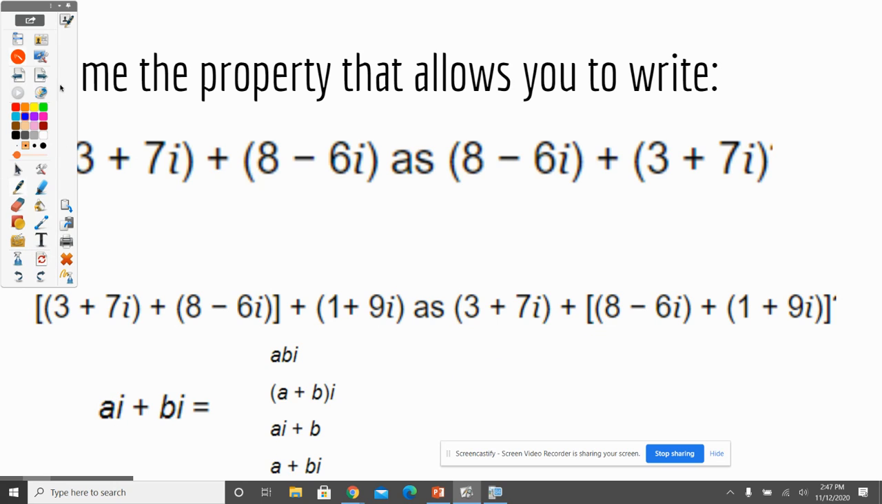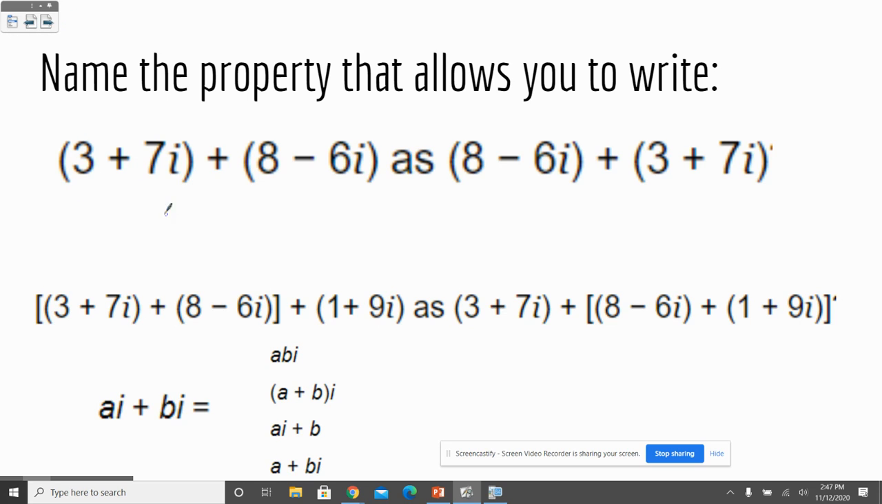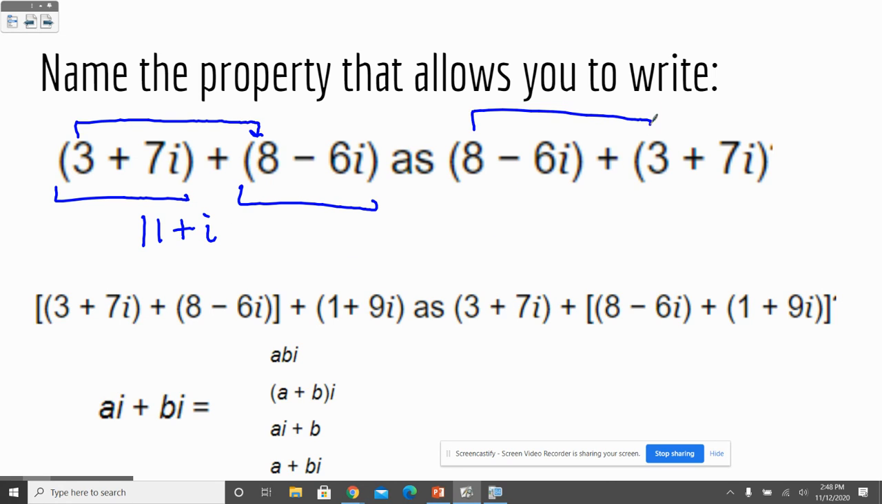So I'm just going to show you what this will look like when you add them. These parentheses are kind of not required, but they kind of are, because this is one number plus another number. So when we add them, we're just going to add the real parts, the 3 and the 8, which will give me 11. And then you'll have a 7i and a -6i, which will just give you 1i for the imaginary part. Same thing here. 8 and the 3 is 11. -6 and 7 is +i.